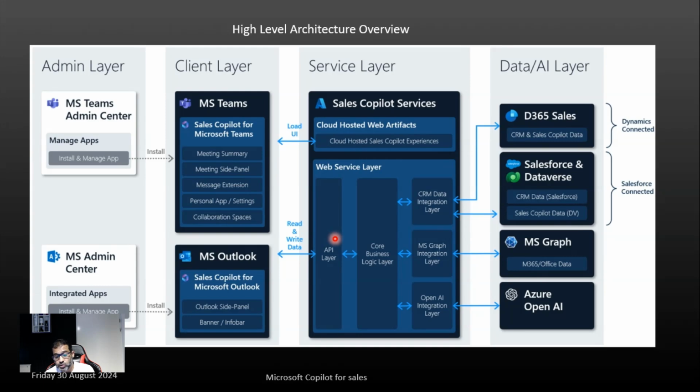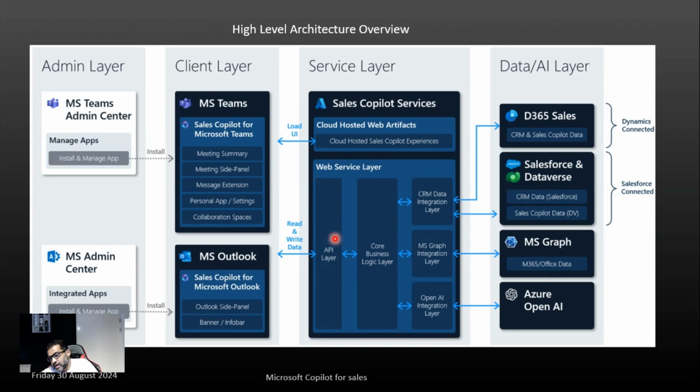easier. So all you need to do is just insert it from the admin mode on the admin center, from the MS Teams admin center. So Microsoft takes care of releasing the new updates and the new patches for this app, which is really good, right? And from the client layer, you have all these options: Sales Copilot for Microsoft Teams and Sales Copilot for Microsoft Outlook. And let's talk about the right two parts, which are completely taken care of by Microsoft.